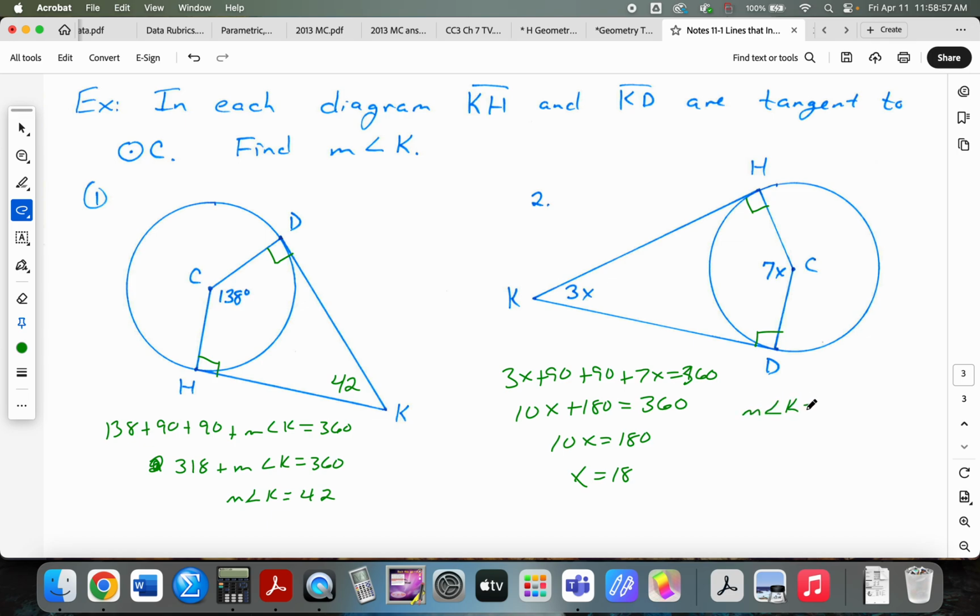So the measure of angle K is 3 times 18, which is 54 degrees.